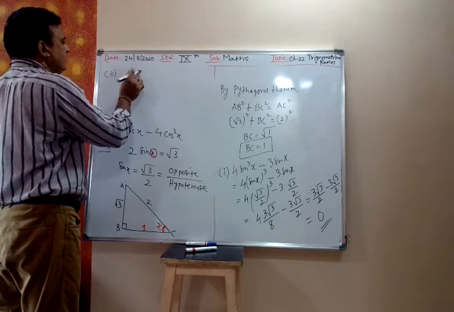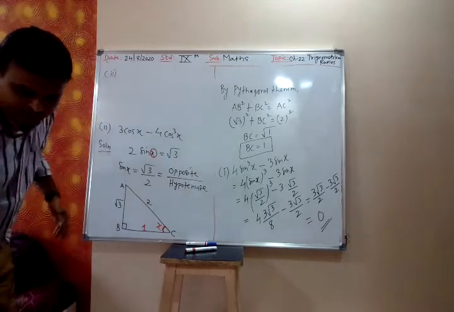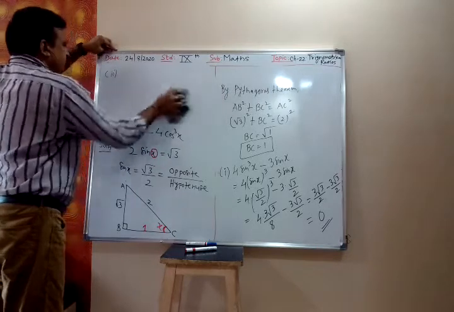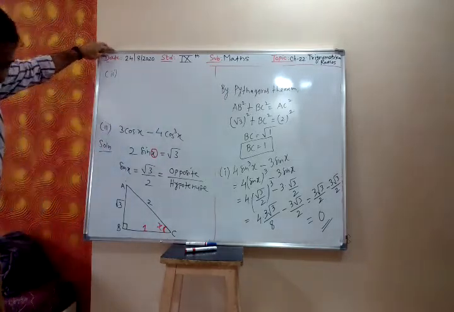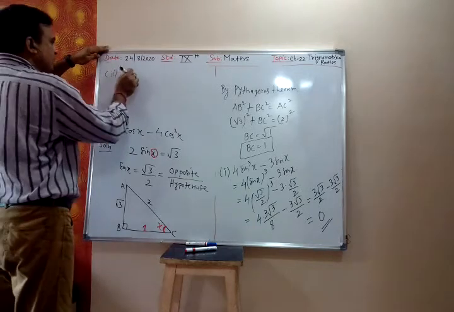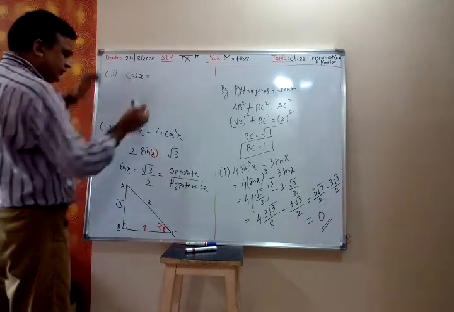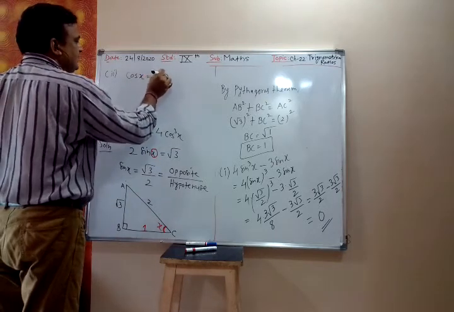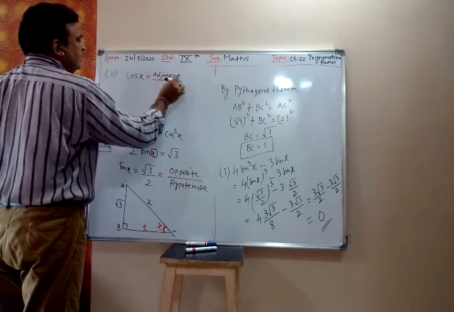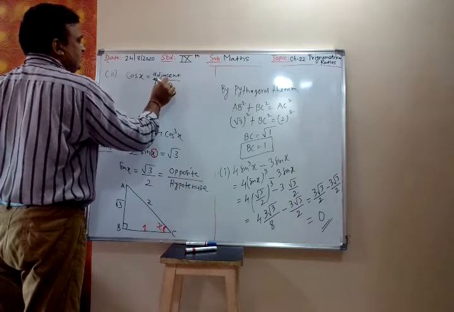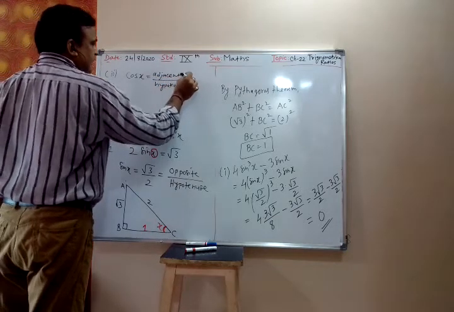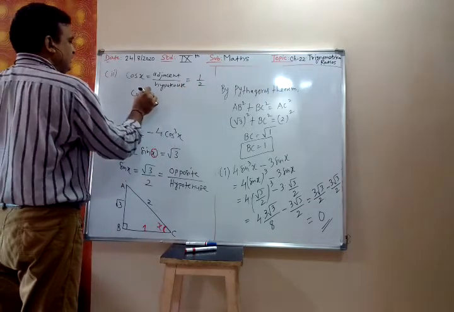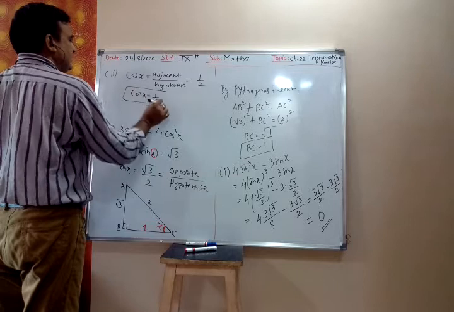What will be cos x? Using the diagram, find the value of cos x. Cos x is adjacent upon hypotenuse. So that will be 1 by 2. So cos x is 1 by 2.